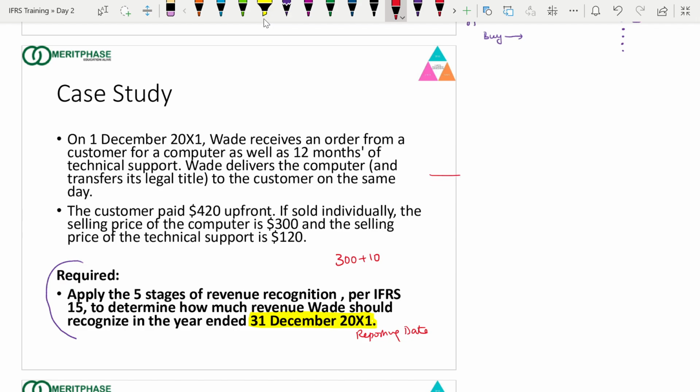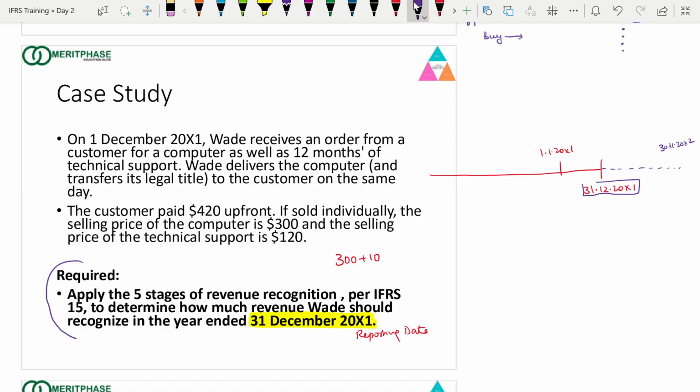I told you it is very important that for us, the reporting date is 31st December 2001. They entered the contract on 1st December 2001. Okay? They entered the contract for how many months? For 1 year, which means it will be effective till 30th of November 2002. They are asking us what the value is.